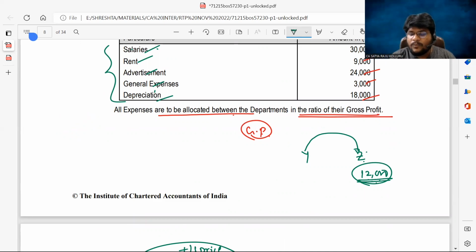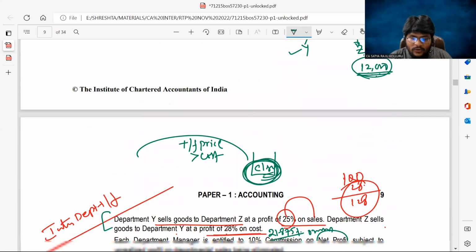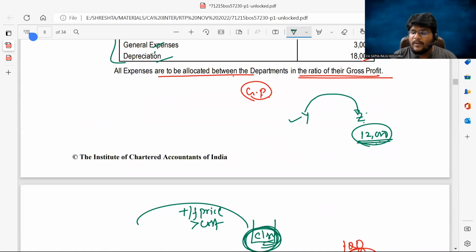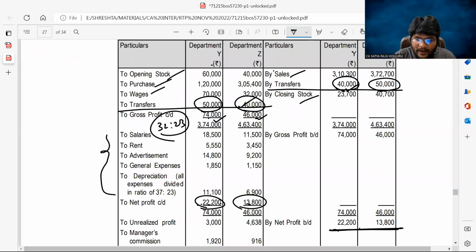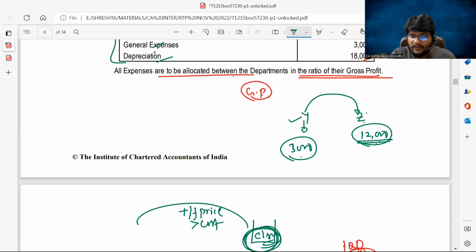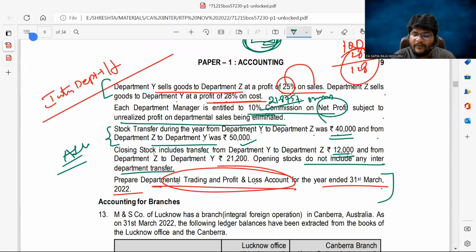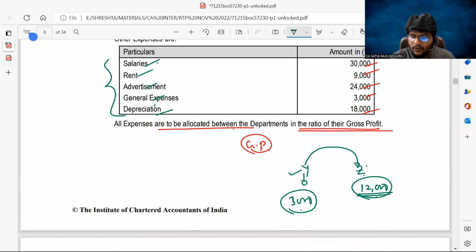To whom is it an unrealized profit? For Y it is an unrealized profit. Now, how much percentage did we include in goods sold from Y to Z? 25% on the sales. That means on this 12,000, you apply 25%. That is 12,000 into 25%, which is 3,000, the stock reserve in department Y. For that, you need to debit P&L and credit stock reserve in department Y. In a similar way, it was also given that department Z to department Y is 21,200.